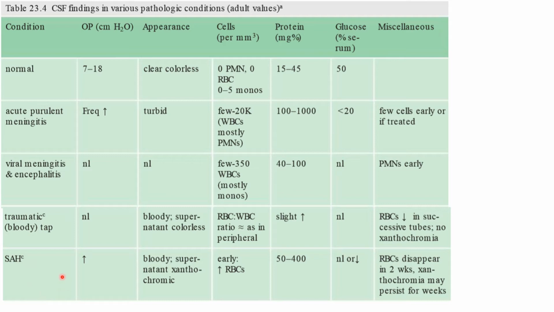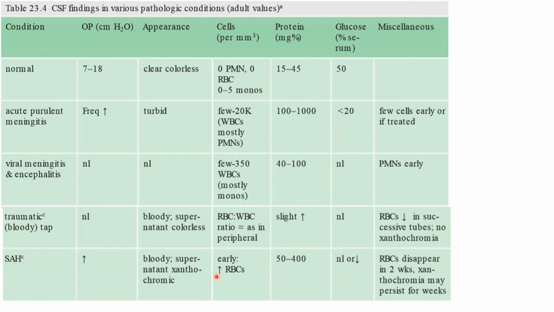But in subarachnoid hemorrhage, usually the opening pressure is high. Of course, you will see it bloody, but if you send it to the lab for centrifugation, the supernatant will be xanthochromic. And what we mean by xanthochromic is that after exposure to a specific light frequency, it will appear more toward the yellow.